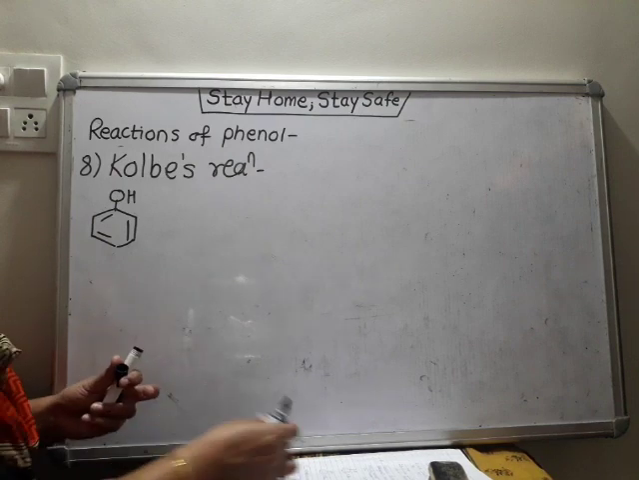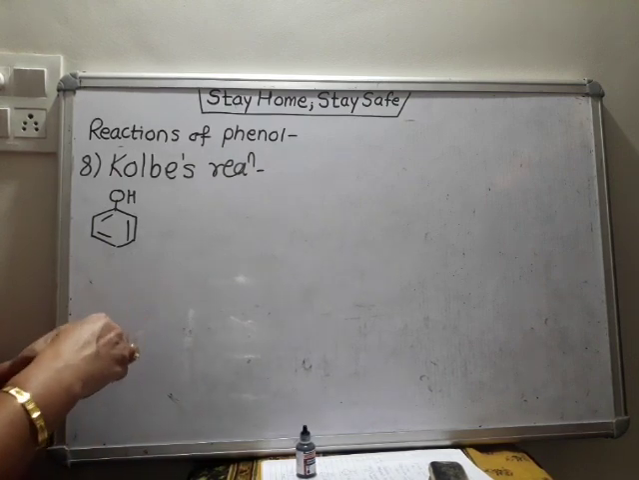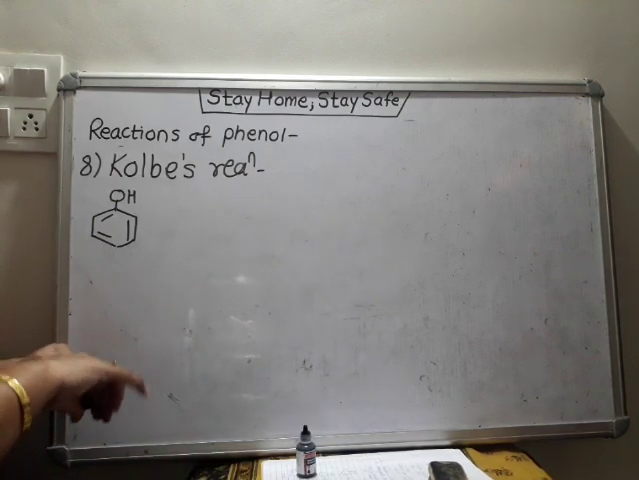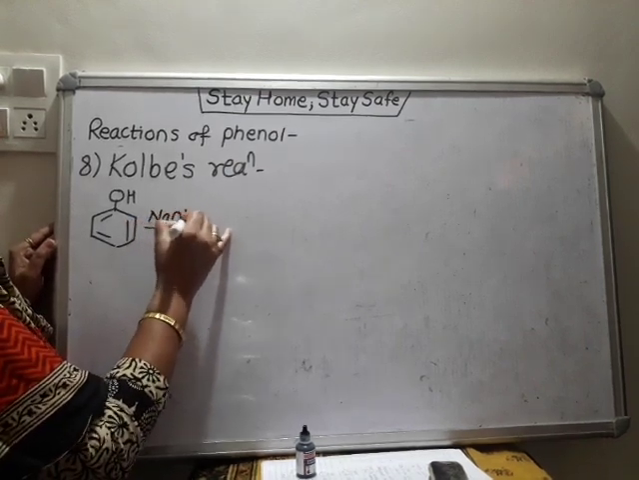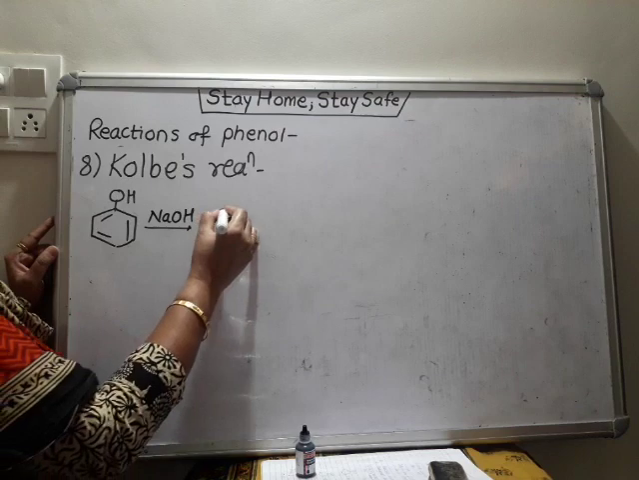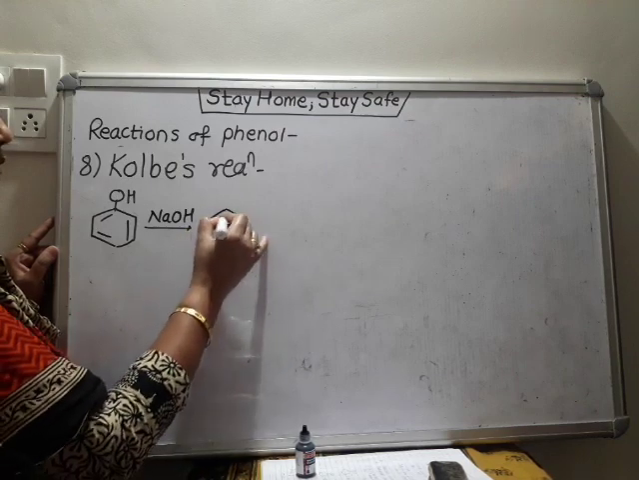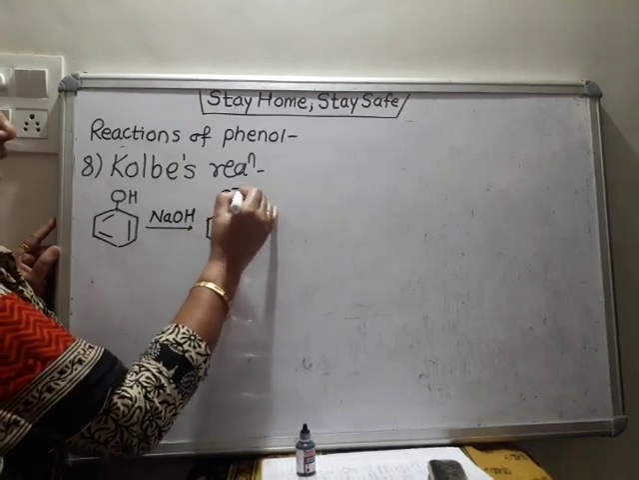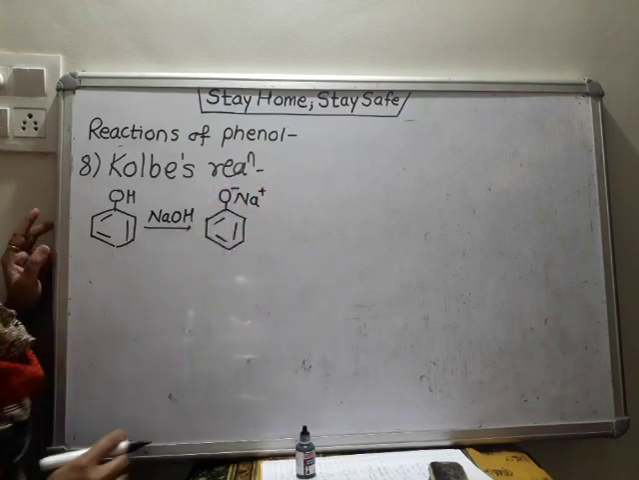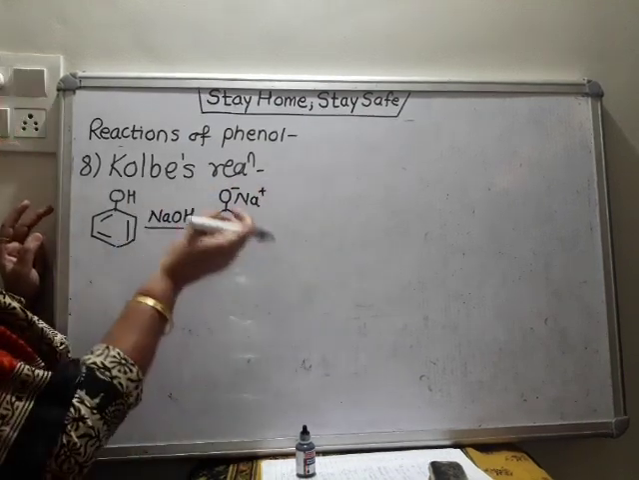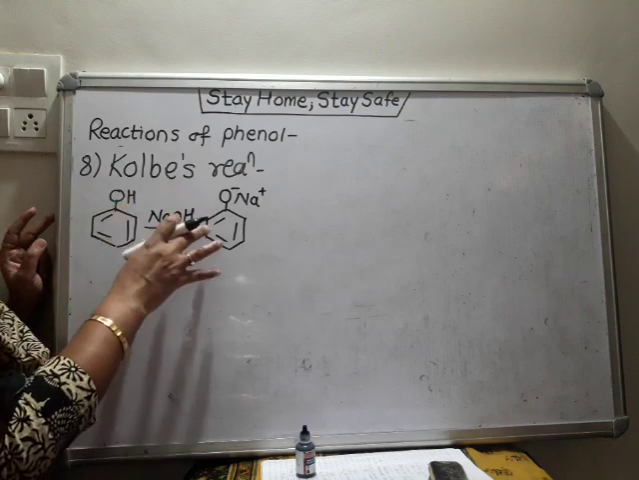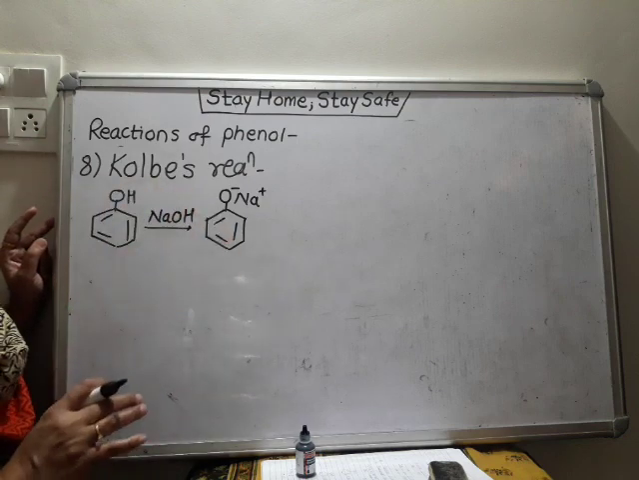Which protects this OH group, the acidic group of phenol. So it is treated with NaOH. So what do we get? Sodium phenoxide, O minus, Na plus. We get sodium phenoxide. Now we have to introduce a CO2 group in this benzene ring or phenolic ring.